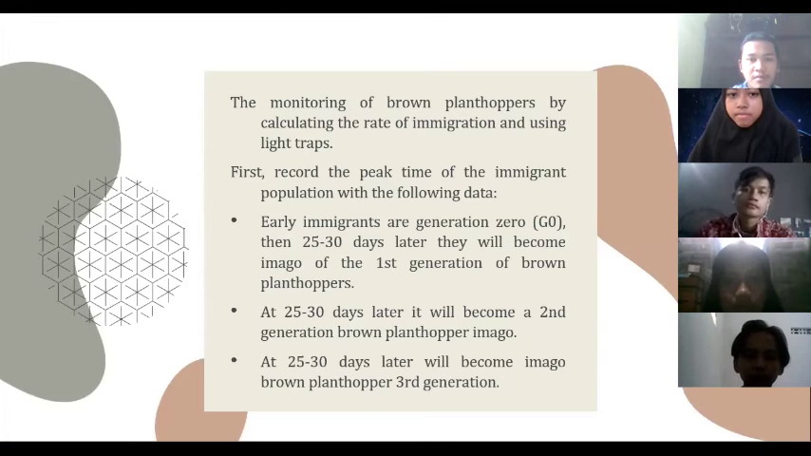The monitoring of brown planthoppers by calculating the rate of immigration and using light traps. First, record the peak time of the immigrant population with the following data. Early immigrants are generation 0, then 25 till 30 days later, they will become imago of the first generation of brown planthoppers. At 25 till 30 days later, it will become a second generation brown planthopper imago. At 25 till 30 days later, it will become imago brown planthopper third generation.